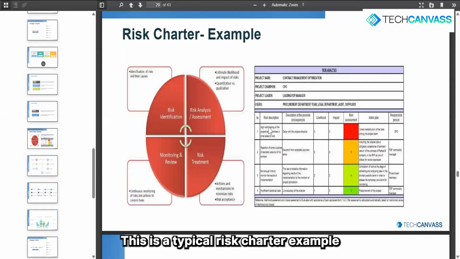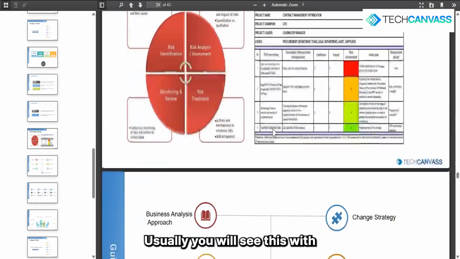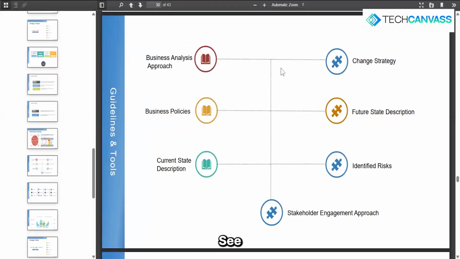This is a typical risk charter example. Usually you will see this with project managers working on this. So this is your guidelines and tools.